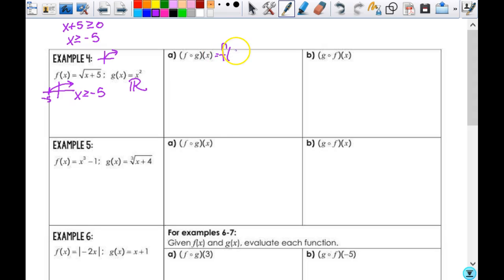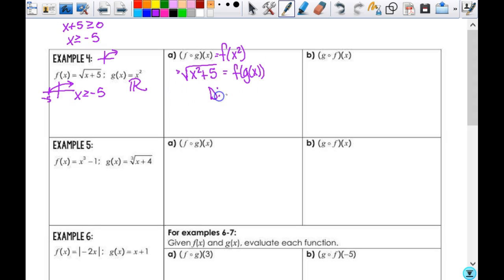So I'm going to go find f of g of x. So f of x squared would be equal to the square root of x squared plus 5. Can I cancel out that squared, make it x plus the square root of 5? No. This is equal to f of g of x. Can't do anything else with it.